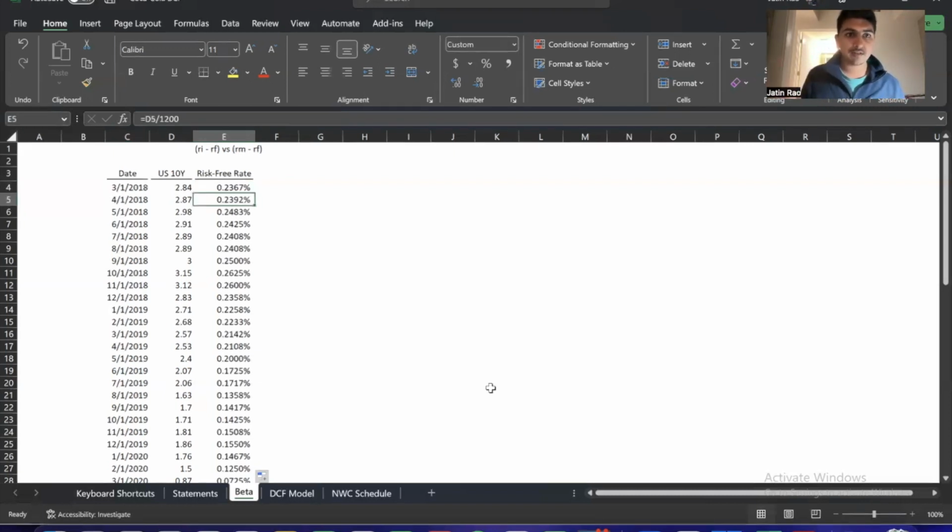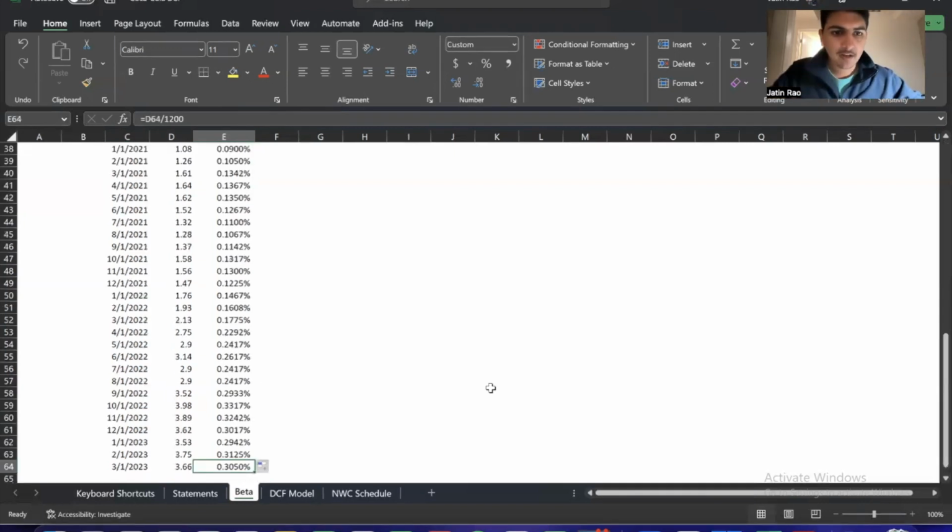This 0.2392 is from the beginning of April to the end of April. All the way down here to 0.3050, which is from the beginning of March 2023 to the end of March 2023. That's a little bit of a problem. I'm right now recording this on April 5th. So what about the risk-free rate for April?